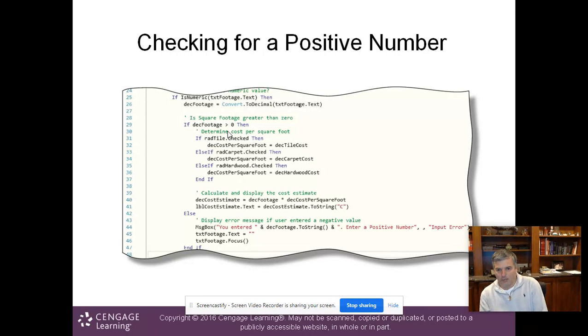So again, entering a negative number is not going to cause the application to crash, but it's not valid. You can't buy negative feet of wood. So we want to make sure that the user isn't entering a negative value in there. And we do that with our if statements and our IsNumeric function there.